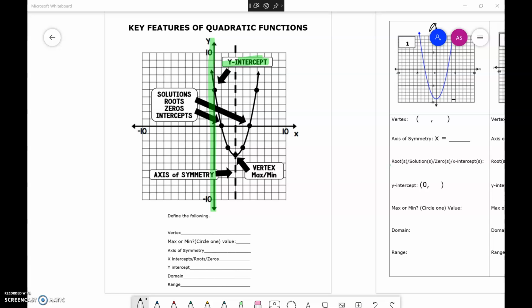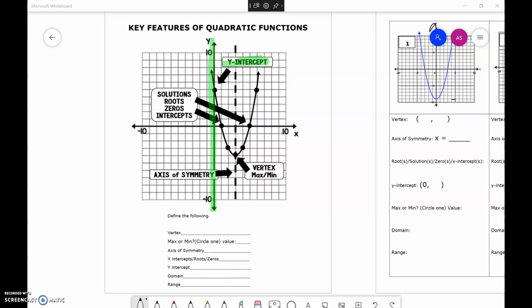Okay, so today we're moving on to quadratic functions. So we've done linear functions and we just finished our exponential functions. So this is our last function that we'll talk about in Algebra 1. And today we're just going to be looking at the key features.